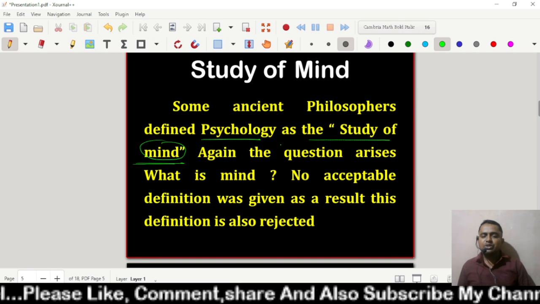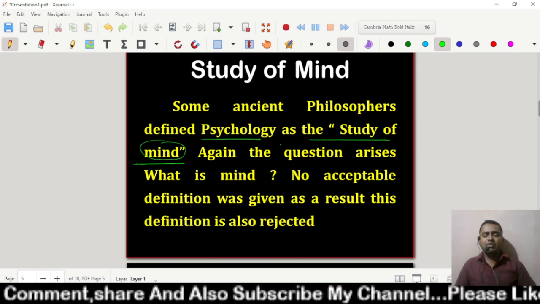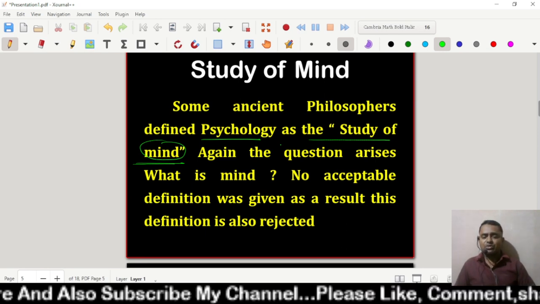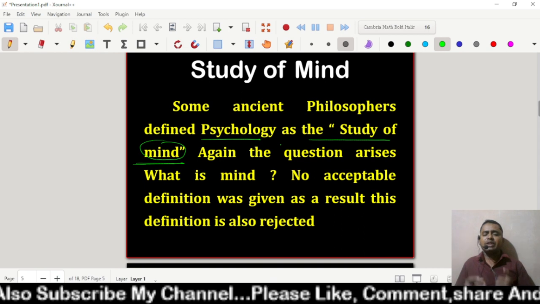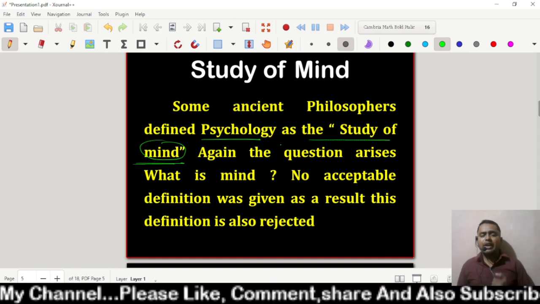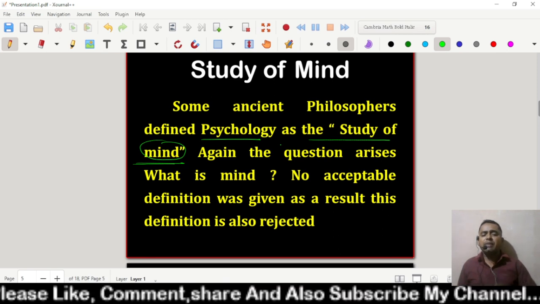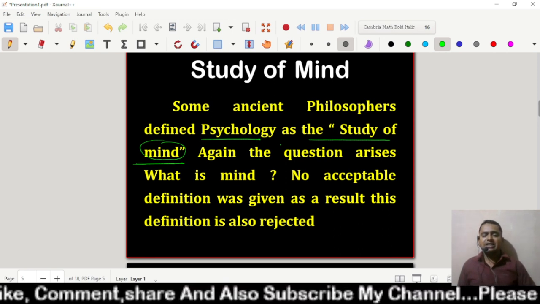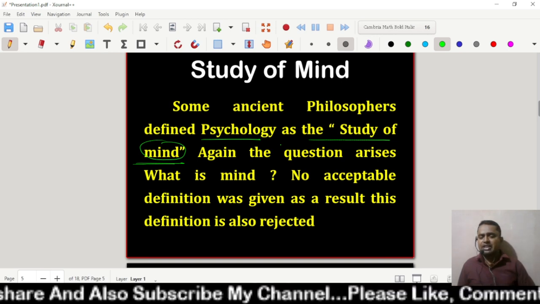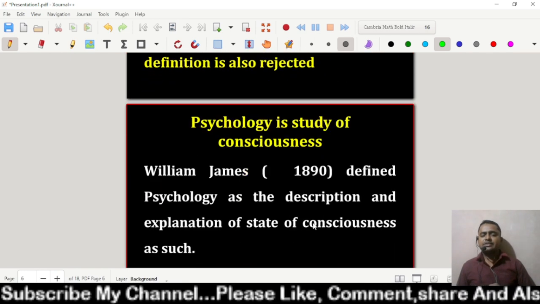Again the question arises: what is the mind? Some psychologists again did not accept the study of mind as psychology. They have not accepted this statement either. No acceptable definition and no explanation about the mind was given. As a result, this definition is also rejected.